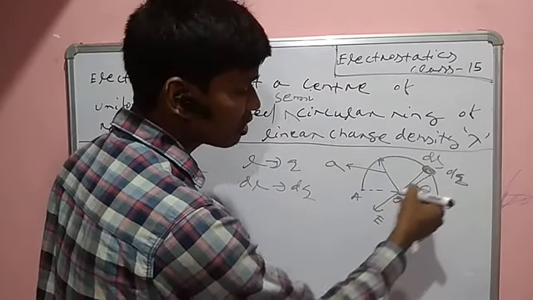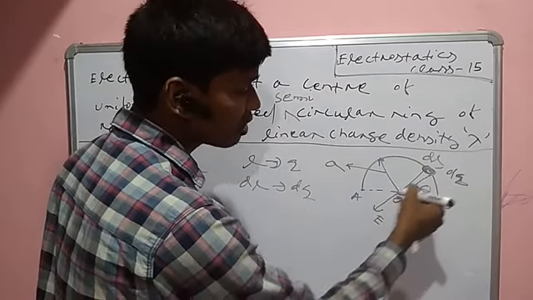Due to charge Q, field E is created. But due to dq, field dE is created. Now you can write the components of dE as dE cos theta and dE sin theta. Then after this, this is the point we have to choose. But we can also choose another point.